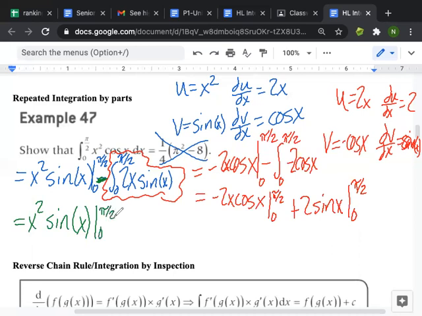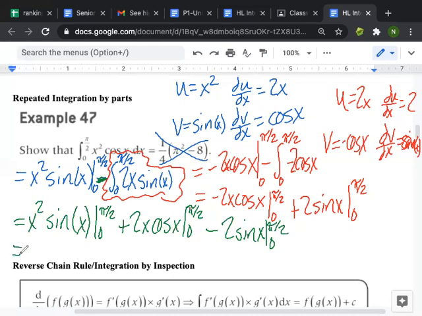And then that minus cancels out. So we have minus a negative, which is plus 2x cosine x from 0 to pi over 2. And then minus that plus 2 sine of x from 0 to pi over 2. And then all we have to do is plug in our values.